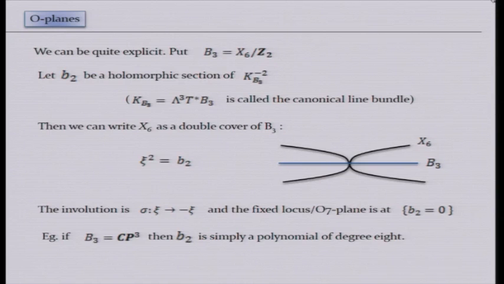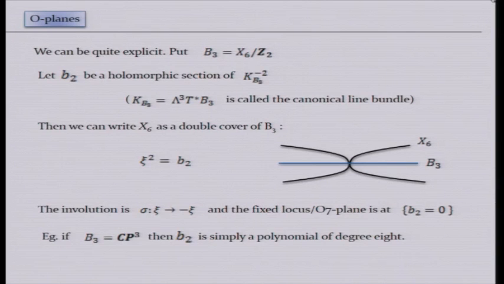And this has two solutions, so I get two sheets covering B3, so that's what I call the double cover. Okay, and this has a natural involution, just take psi to minus psi. All right. And now the only problem is to choose the degree of this polynomial correctly such that the double cover is a Calabi-Yau.